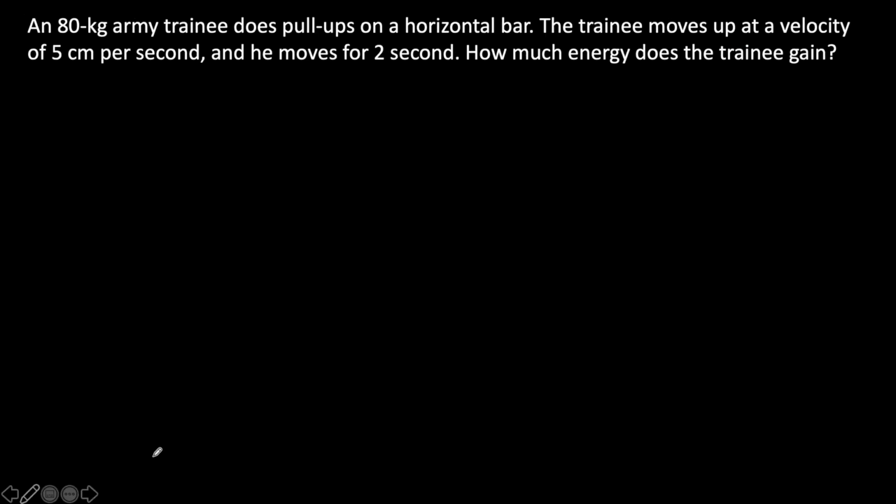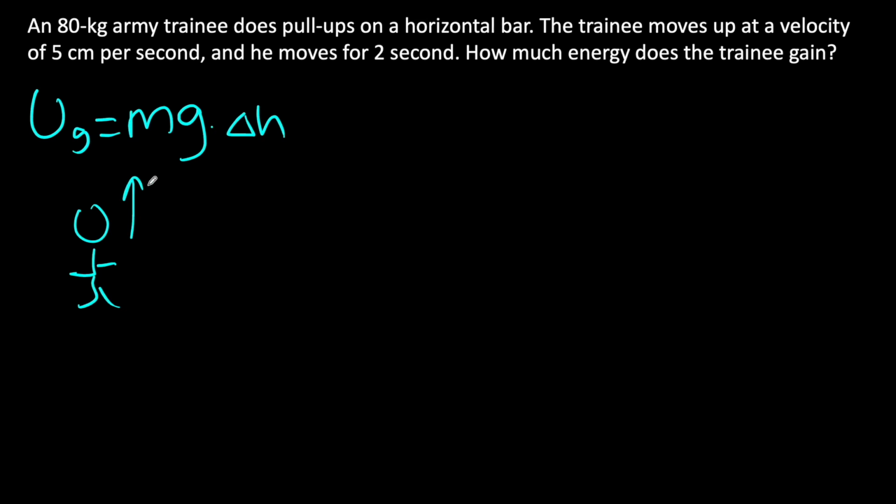So let's do another example here. An 80 kilogram army trainee does a pull-up on a horizontal bar. The trainee moves at a speed of 5 centimeters per second, and he moves for 2 seconds. How much energy does the trainee gain? So when the trainee moves up, he gains some gravitational potential energy, which is equal to mg times delta h. The trainee here moves up with a velocity of 5 centimeters per second.